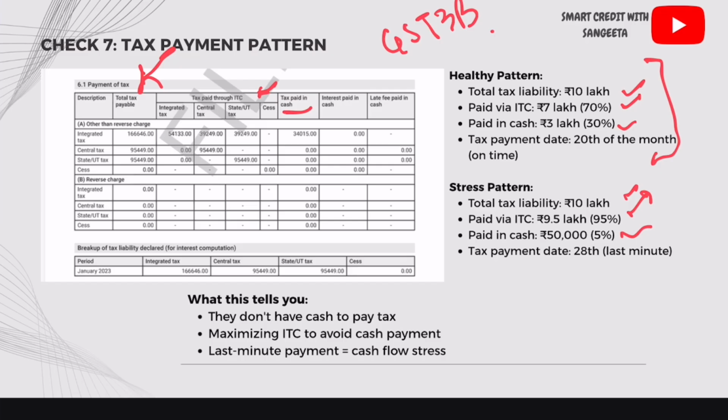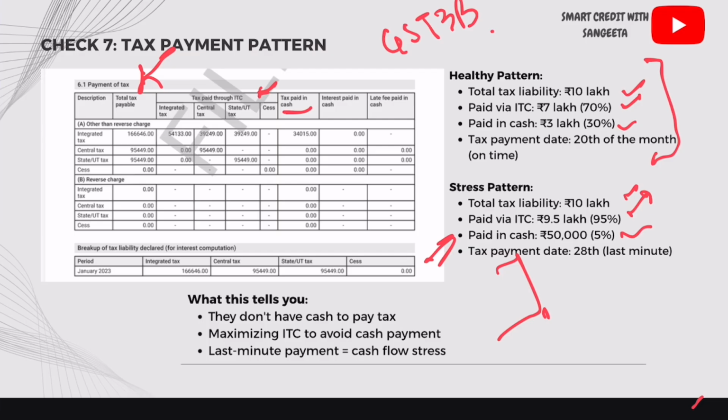That they don't have cash to pay the tax. Yes, because they are paying only 5%. They are maximizing ITC to avoid cash payment. Last minute tax payment means cash flow stress. So you need to dig deeper into this, right? Now, if a business is consistently paying less than 20% of the tax in cash, it means they are barely generating the margin and all profit is going into ITC, and that's not sustainable, right?